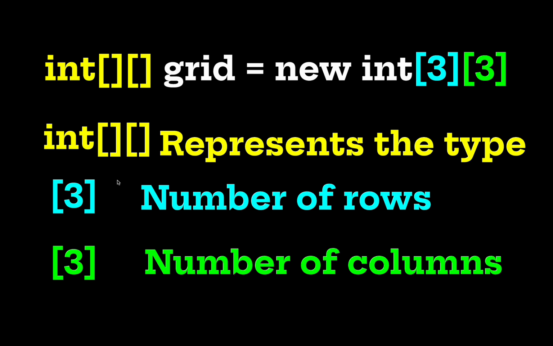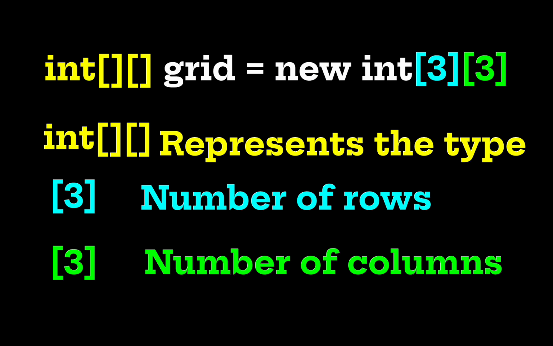And so in this case, the first square bracket, the value that goes in there represents the row. So how many rows do we want to have? That goes into the first bracket after the new whatever data type you have there. Now, the second part of it is this part here. So this here represents the number of columns.